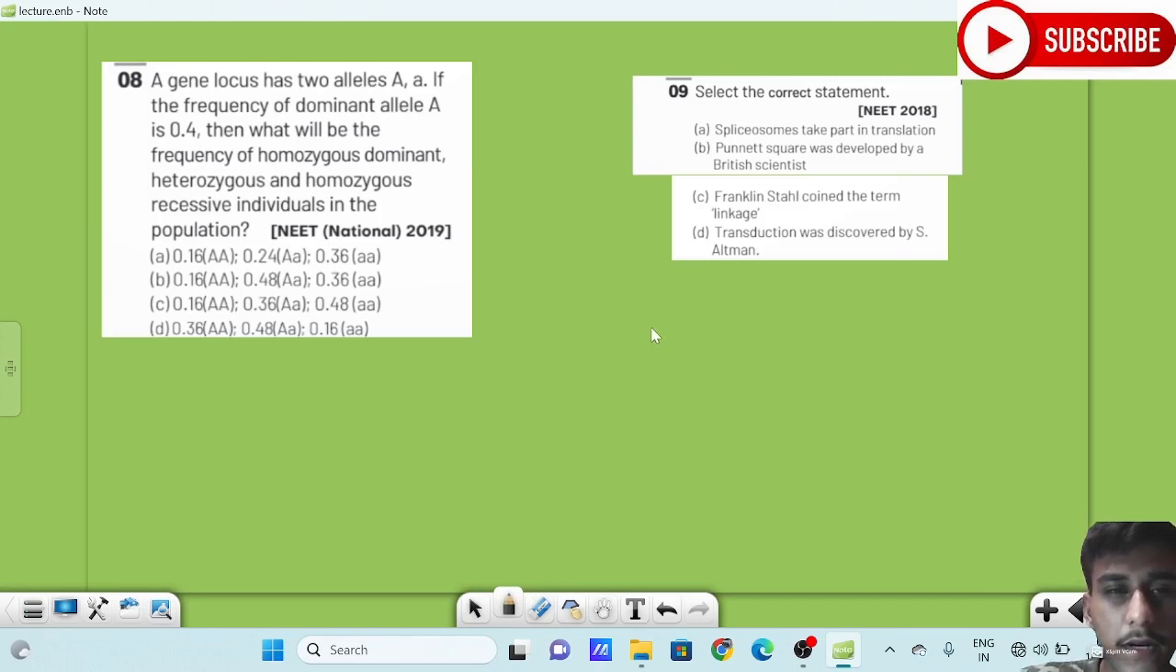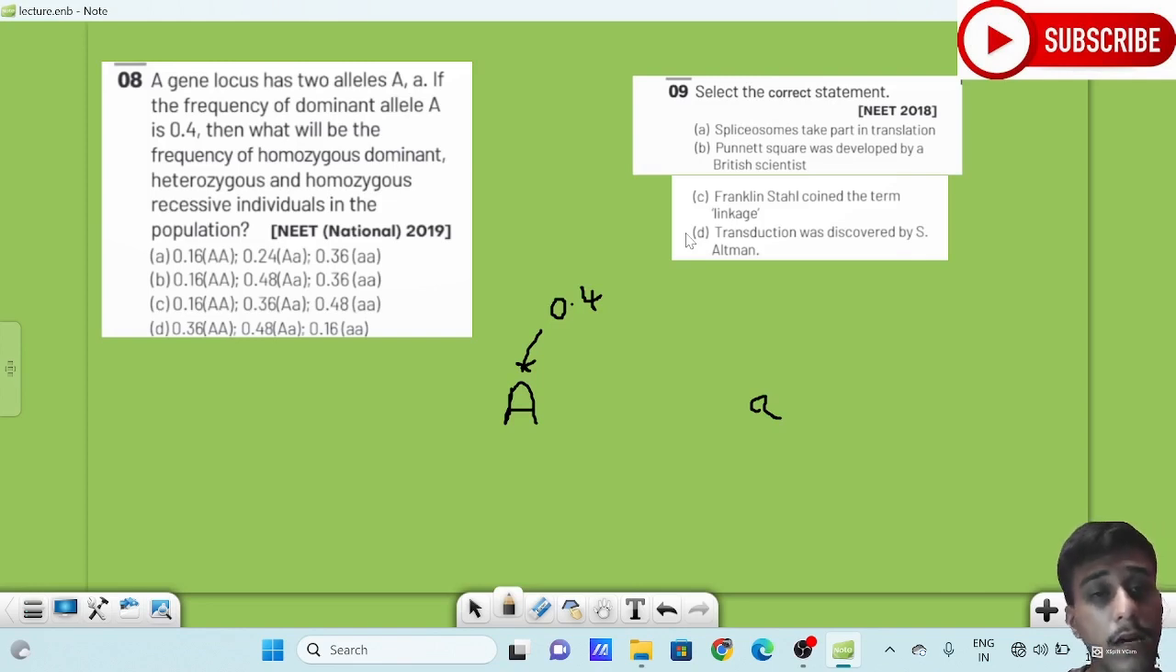So a gene is having two alternative forms, we know that capital A and small a. The frequency of dominant allele is 0.4. The frequency of occurring this allele is 0.4, which means in a genome, the entire genome, the frequency of occurring this capital A is 0.4.